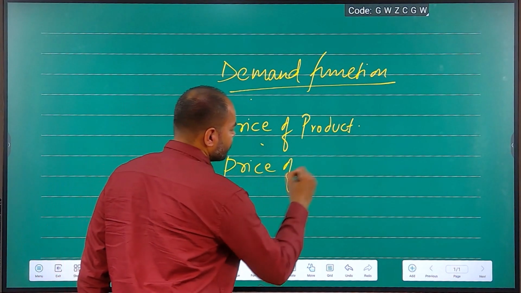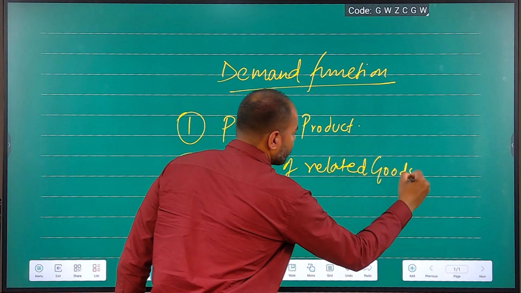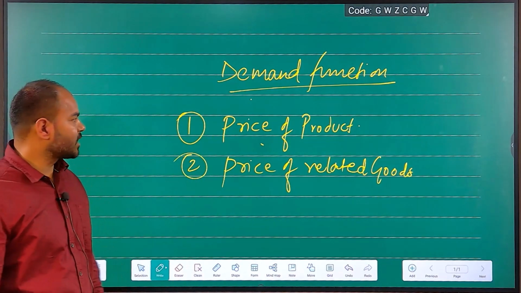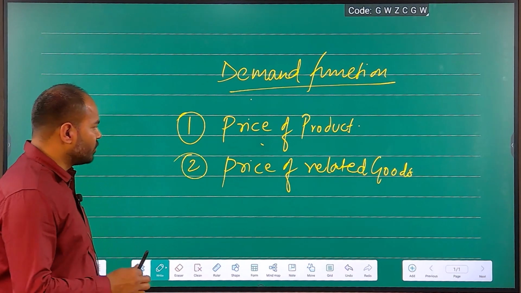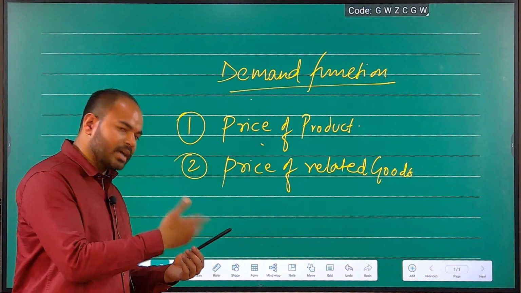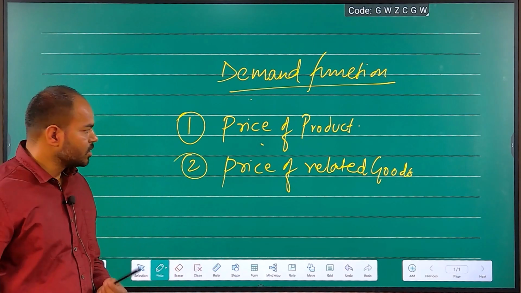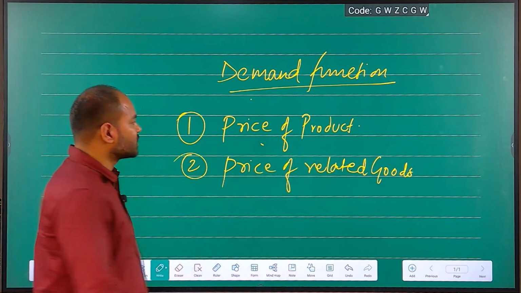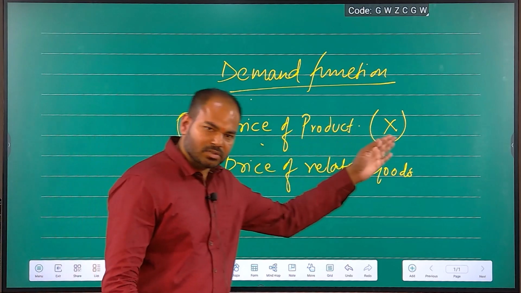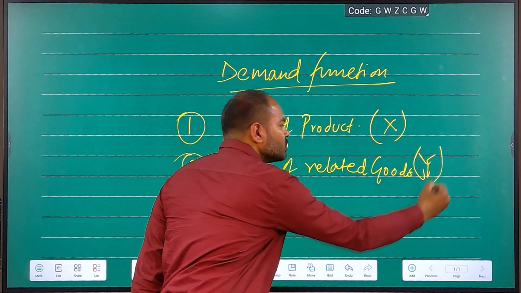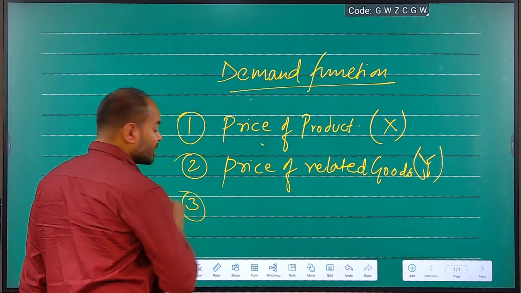price of related goods. For example, if we go to the market to buy a pen, we look for the pen and ask its price, and we also look at other pens and their prices. So when we demand some product, say product X, we will definitely see the price of X, and then the related good, say Y, we will see the price of Y also.